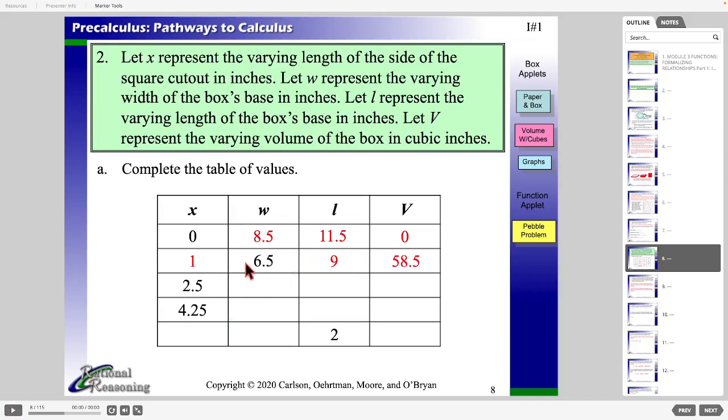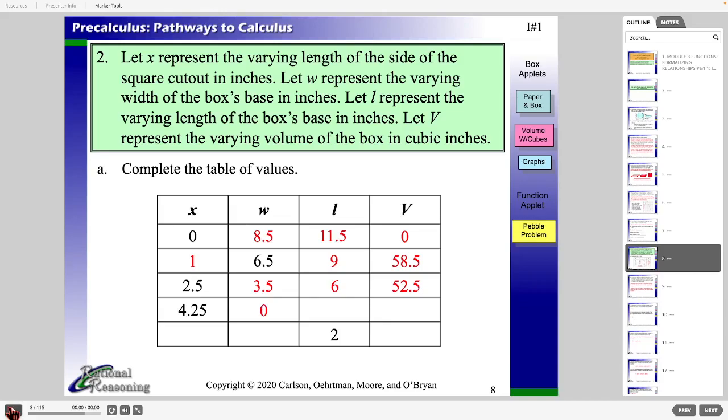And then when you calculate the volume, length times width times height gives us 58.5. Now if I do a cut of 2.5, that's going to take 5 inches off the 8.5, right, 2.5 twice, so that there's only 3.5 left in the width and 6 inches left in the length. When we multiply those together, we get the volume is 52. So notice a cut of 2.5 has less volume than a cut of 1 inch.